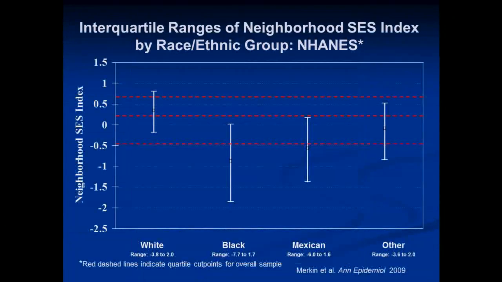But if I actually put it in a graph, right, you see it really differently. So not only do a higher percentage of African Americans live in this lowest quintile, okay, but they almost don't overlap at all with the white group.